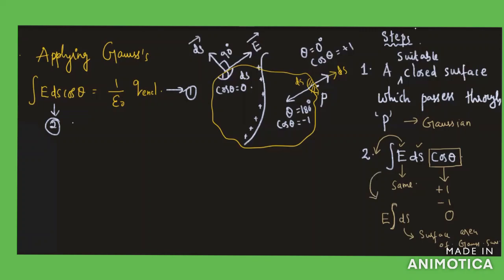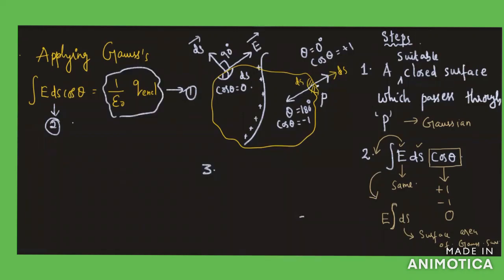will be in this form, E into integral ds, where integral ds is the surface area of the entire Gaussian surface. If we select a spherical Gaussian surface, this integral ds will be equal to 4 pi r square. If we select a cylindrical Gaussian surface, it will be equal to pi r square if the surface is a flat surface, and if it is the curved surface, it will be equal to 2 pi r into L. Okay, if we select a cubical Gaussian surface, it will be equal to a square. So, clear?